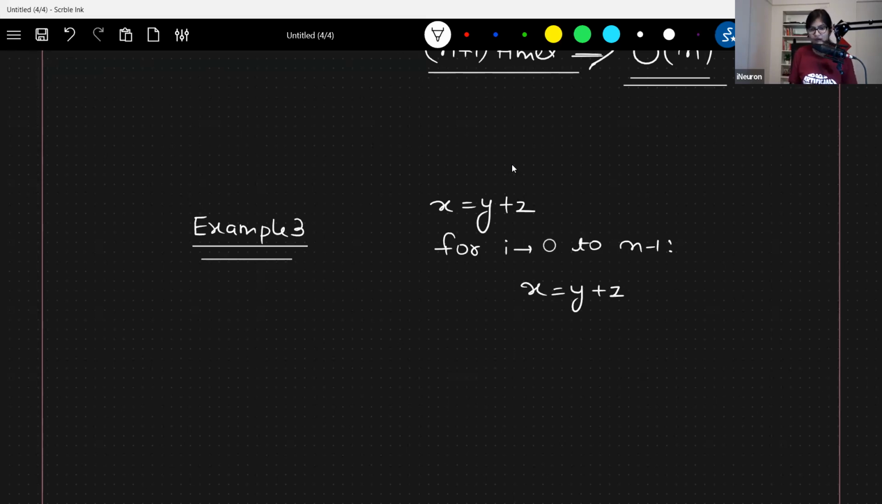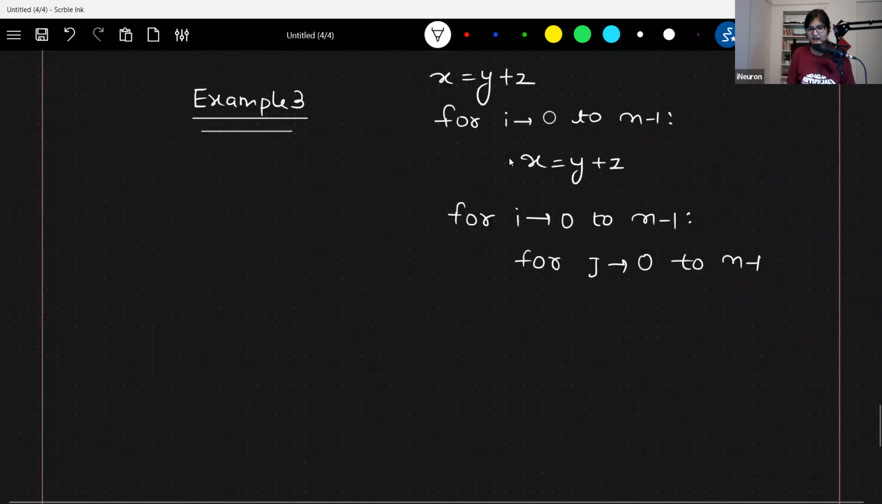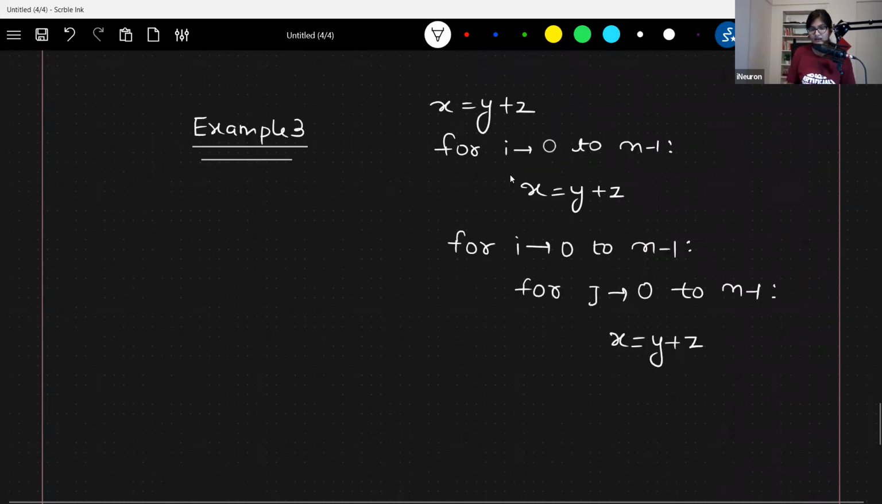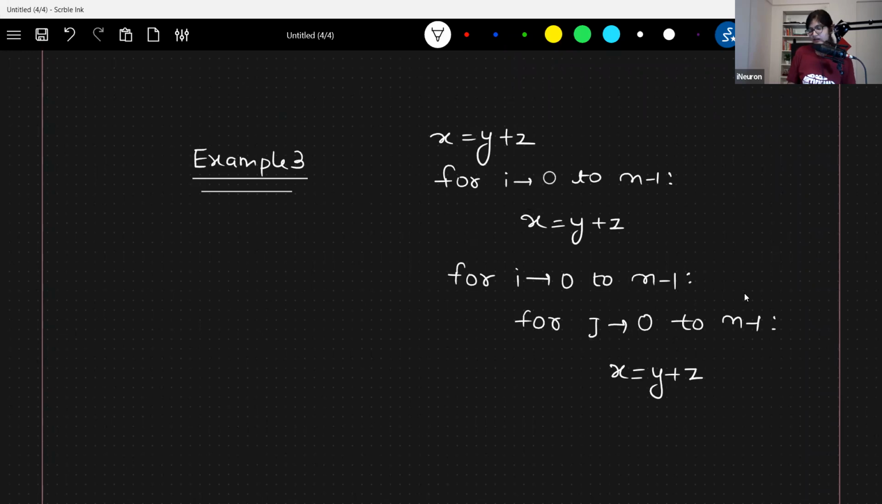Fine, everyone? Now, inside that, I am making one more for loop whose value will start from 0 and go until n minus 1. Inside that, there is one more for loop whose value will start from 0 and go until n minus 1. And here, I am saying again, x is equal to y plus z. This is statement number 1, statement number 2, statement number 3.